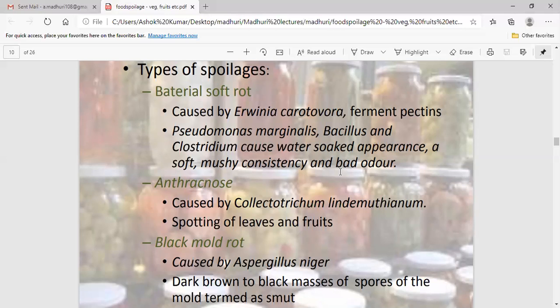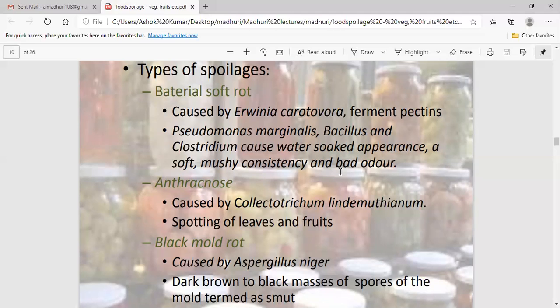We can usually see this water-soaked appearance at our home when we keep these fruits and vegetables, even in the fridge, for a longer time. We can see this water-soaked appearance on these fruits and vegetables. And anthracnose is caused by Colletotrichum lindemuthianum. Here we can see spotting of leaves and fruits.